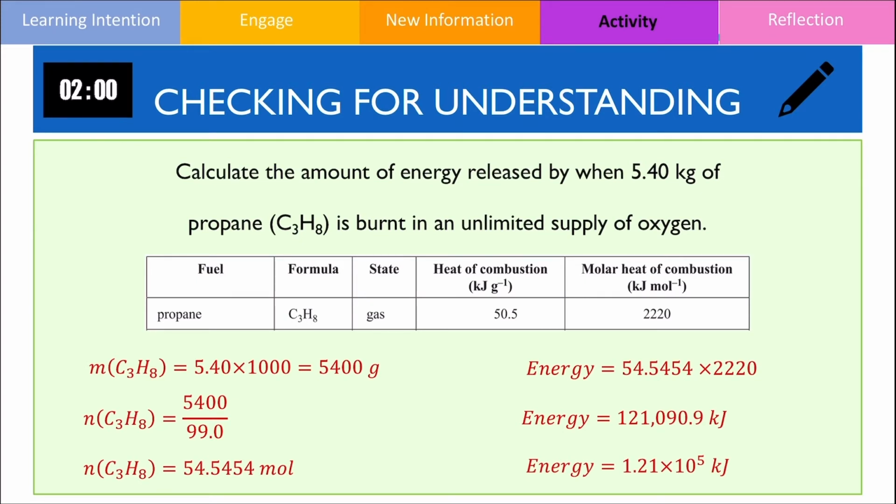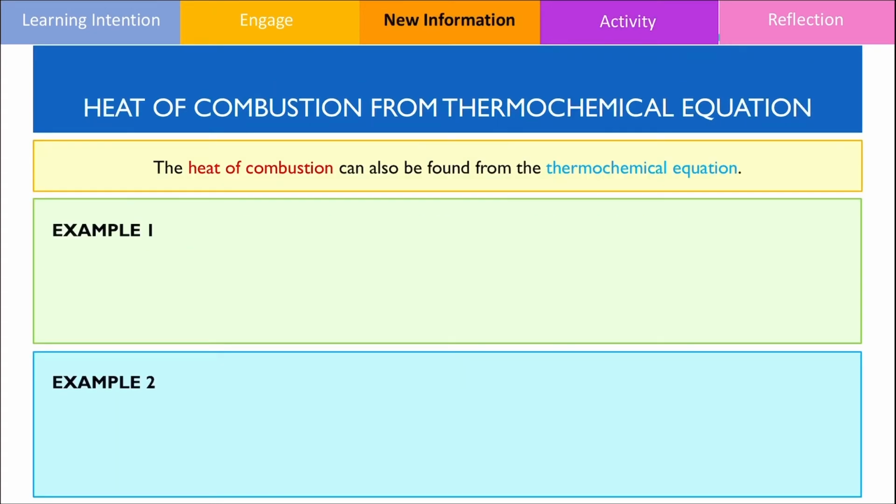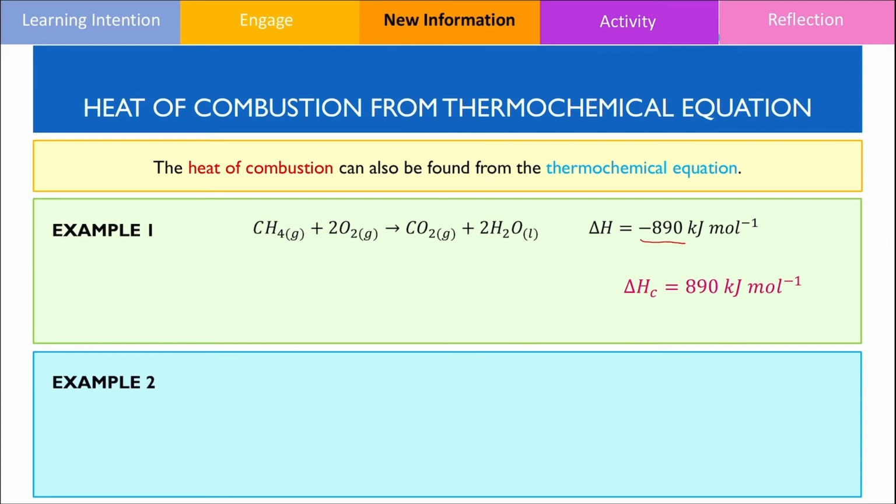The next thing that I'm going to discuss is that we can actually find out the value of the heat of combustion when we're given its thermochemical equation. The first example shows the thermochemical equation for the combustion of methane. Because 1 mole of methane produces 890 kilojoules of energy, the heat of combustion will also take on the same value, and this is also supported by the values shown in the data booklet.